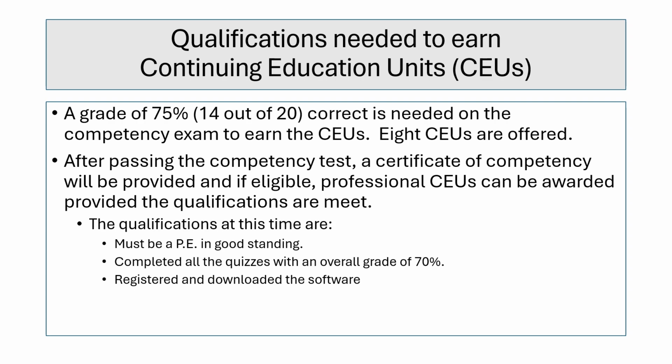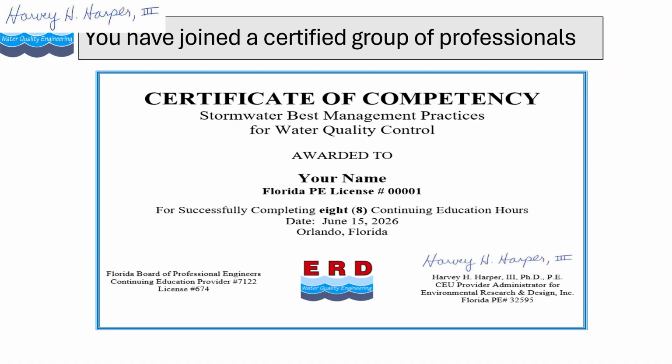Those qualifications are straightforward. You must be a licensed professional engineer in good standing. You also need to have completed all the course quizzes with an overall grade of at least 70%. And finally, you must have registered for the course and downloaded the required software. Meet all three of those conditions, along with the passing exam score, and you'll be fully qualified to receive your professional CEUs. By completing this course, you have joined a certified group of professionals who are equipped with the knowledge and skills to make a real difference in your field.